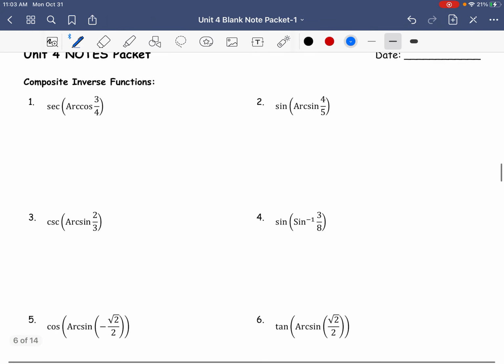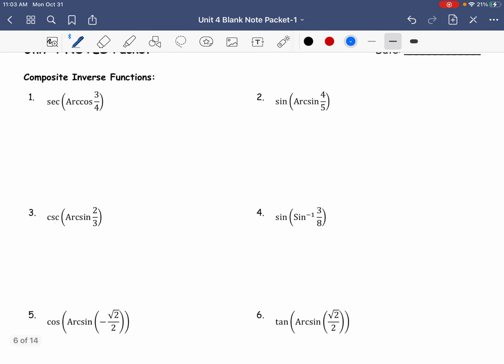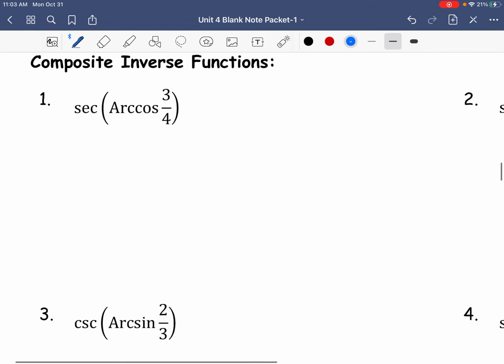And I kind of like these guys a little bit better. Well, you'll see. These ones are composite inverse functions. So it's an inverse function inside of another function. But hopefully you like them. Always work from the inside out. So on the inside, it says arc cosine. The answer to any arc is an angle.